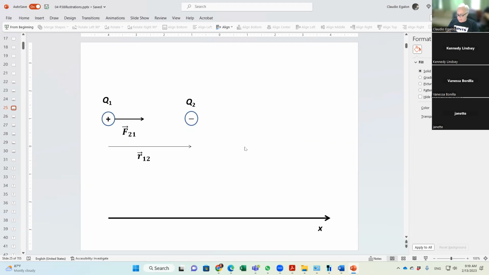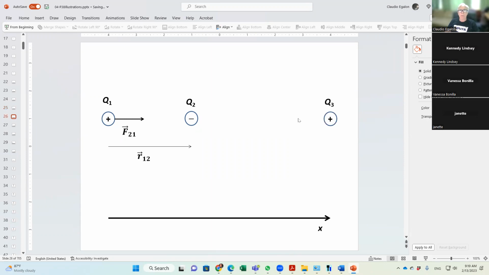So we end up having this force that's going to be attractive, contrary to this guy here, because the sign of this charge is negative. Okay.